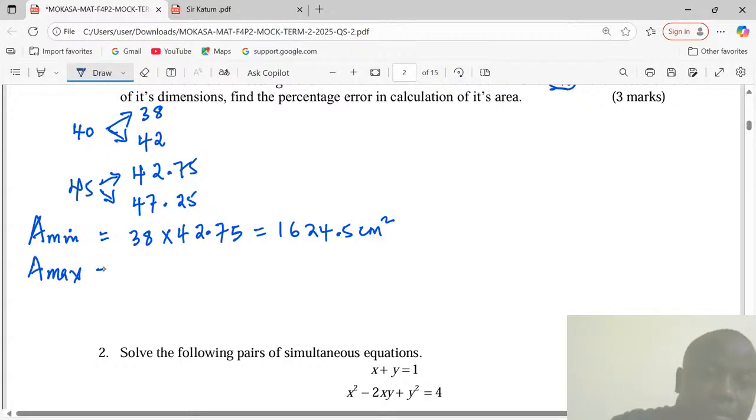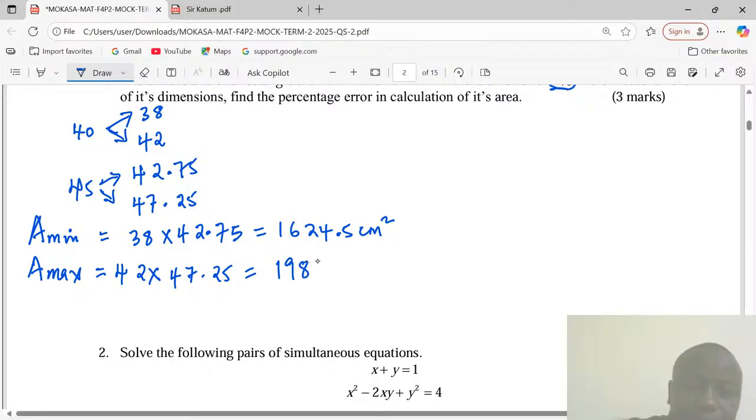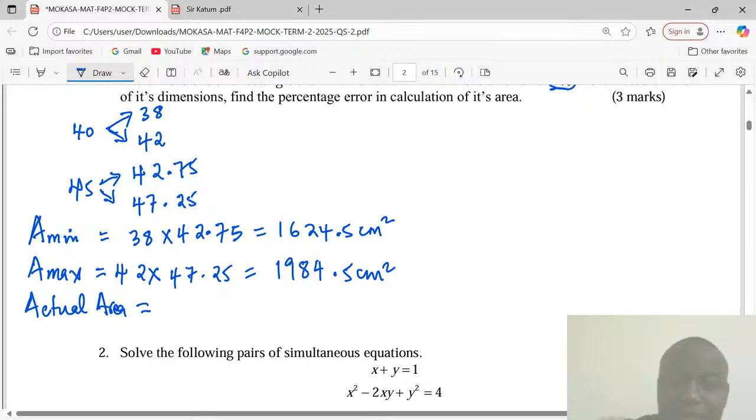Now the maximum area shall be, we use the upper limits, 42 for the first dimension and 47.25 for the second dimension. So 42 multiplied by 47.25. This gives us exactly 1984.5 square centimeters. Then we have the actual area, which will be given by the dimensions just as they were recorded, 40 by 45. This gives us 1800.